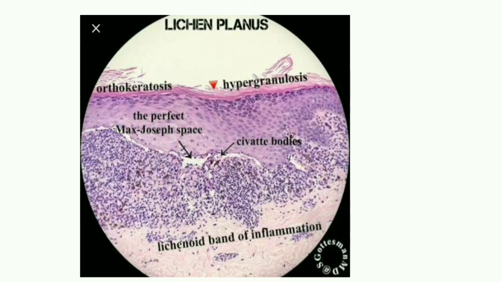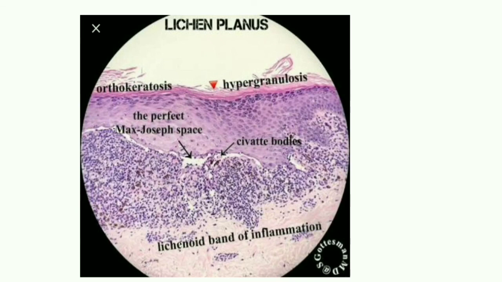Now you can see from above that hyperkeratosis and hypergranulosis have occurred. So what is the reason why you can get the Wickham's striae? It is because of this hypergranulosis, because there is a wedge shaped granular layer. You can see it is wedge shaped.